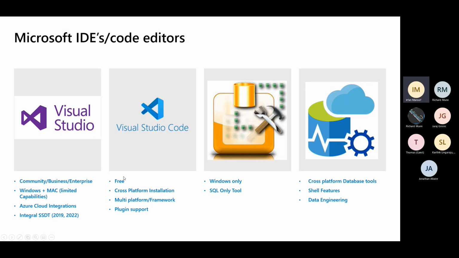Okay, so when we're talking about IDEs or code editors, we have a few options. Visual Studio, obviously, is a really good tool, right? But most of the capabilities you get only in the Enterprise or Business edition. The Community edition doesn't have everything. It's Windows-first, but also on Mac with limited capabilities. It also has good cloud integration, and the most important thing we are discussing today is that it has SSDT as an integral part in the 2019 and 2022 editions.